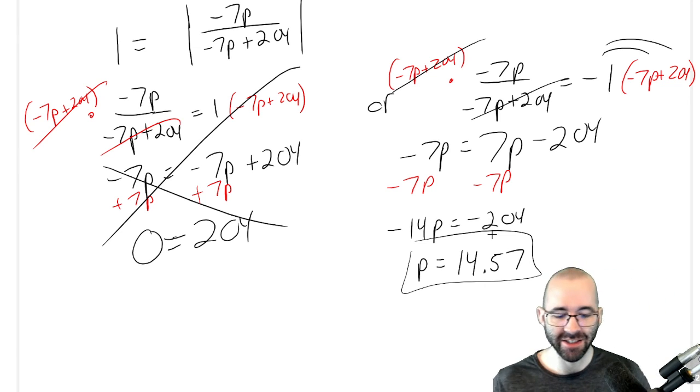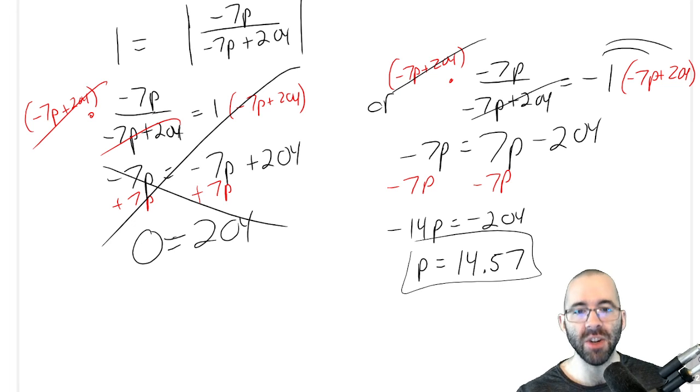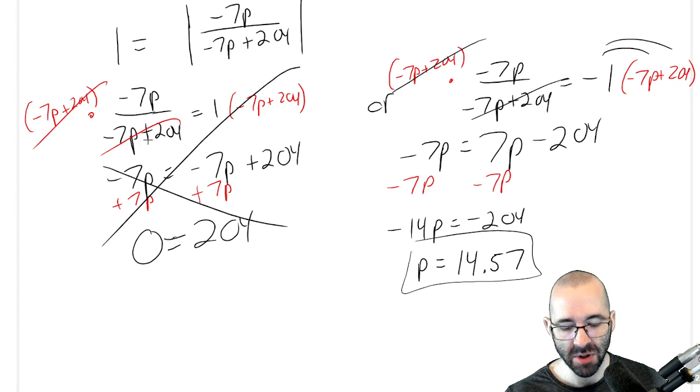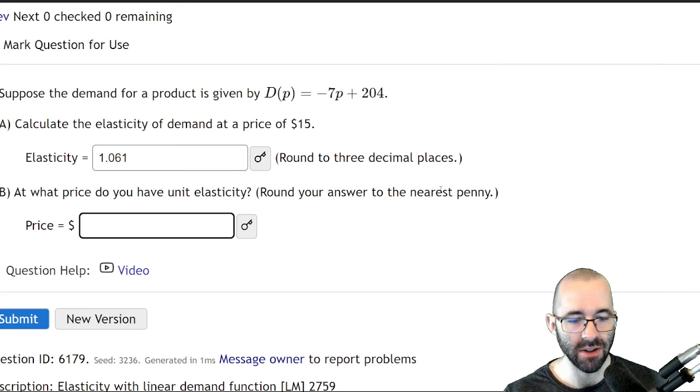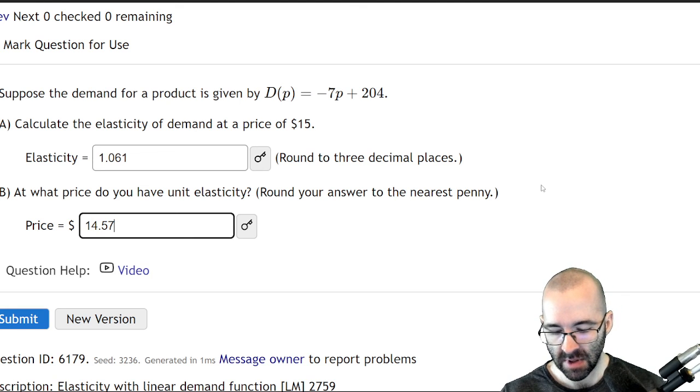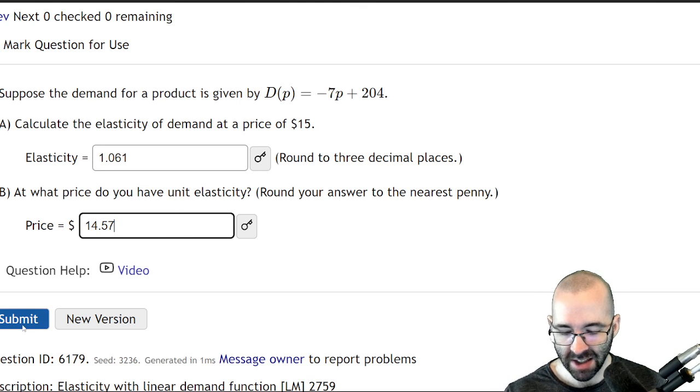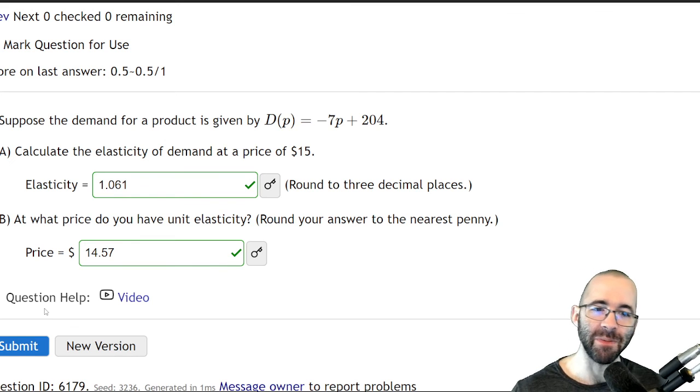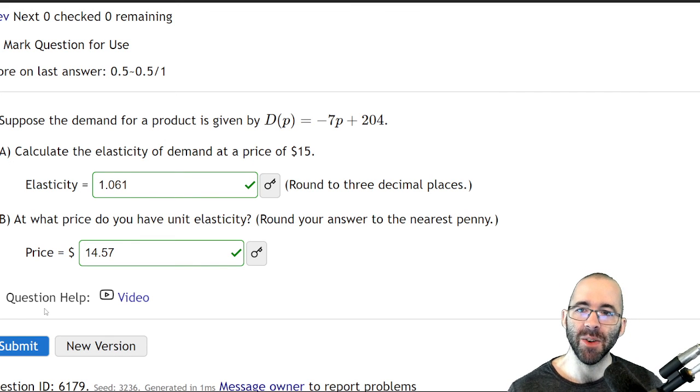We were pretty close. So let's read the instructions, make sure we're typing our answer in right. 14.57, round to the nearest penny. Good. See how we did. It'll be embarrassing if I get it wrong. Good. Great. So that's what we've got here.